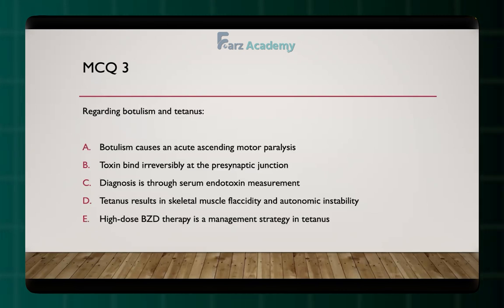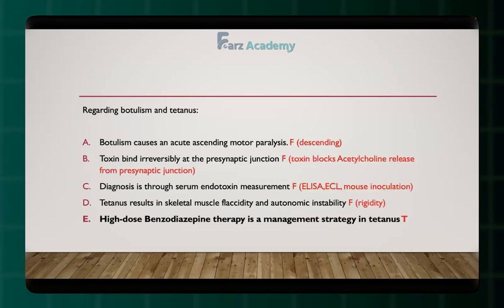So, botulism causes acute ascending motor paralysis. Toxin binds irreversibly at the presynaptic junction. Diagnosis through serum endotoxin measurement. Tetanus results in skeletal muscle flaccidity and autonomic instability. And high dose benzodiazepine therapy is a management strategy in tetanus. Anyone taking this? No? Should I just move on? So the last statement, statement E, is true. So let's go through them one by one.